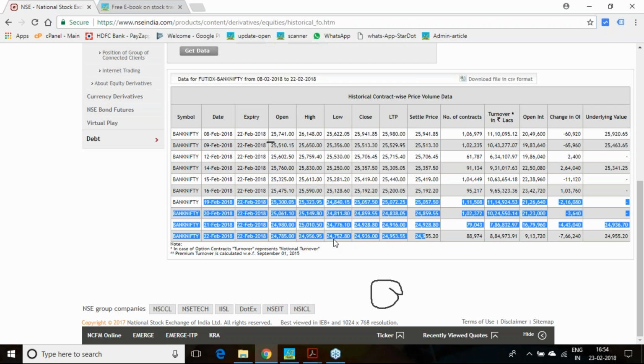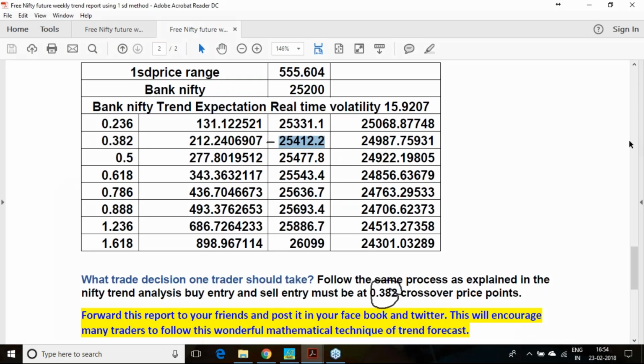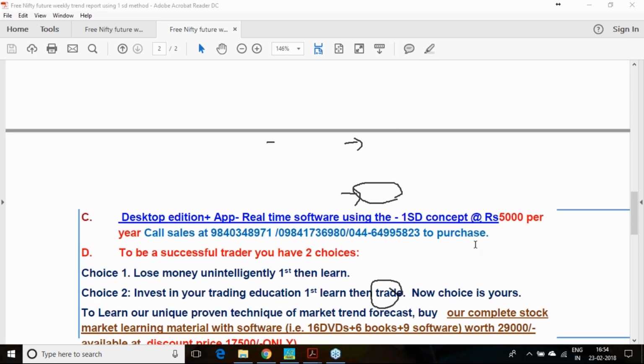However, if you look at the low, 24,752 was the low for this particular week. So if you compare, the downtrend was successfully given at 24,987 and achieved till this target. Both reports, both the Nifty and Bank Nifty price actions, starting from 19th to 22nd February.